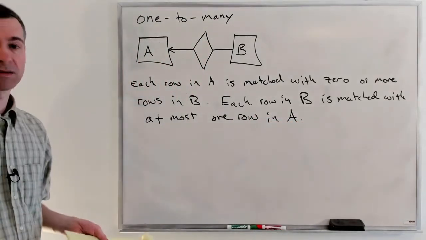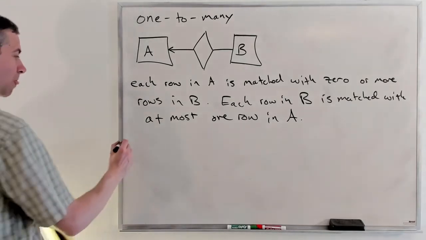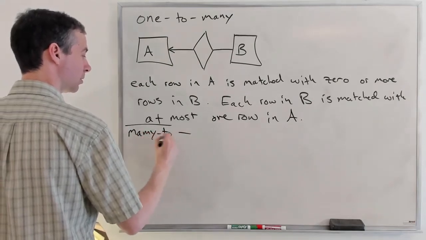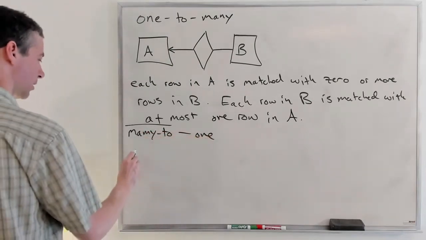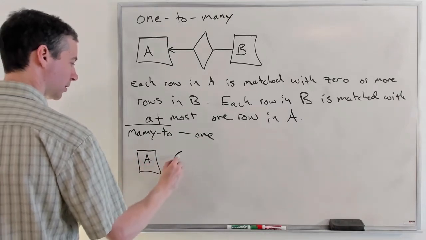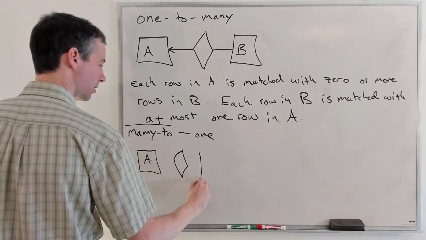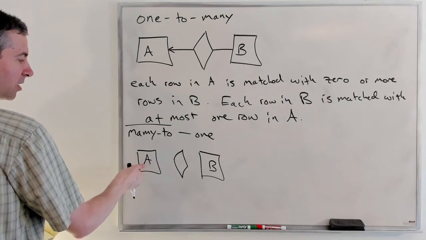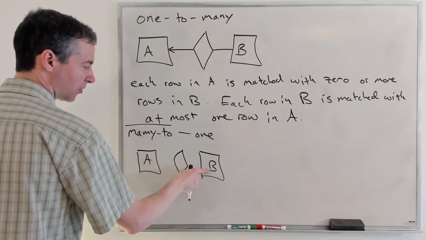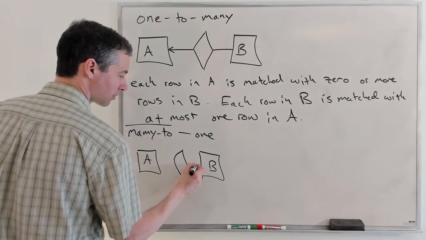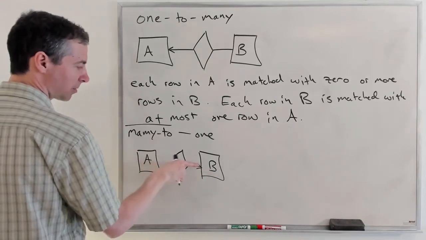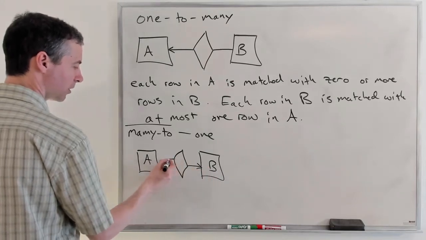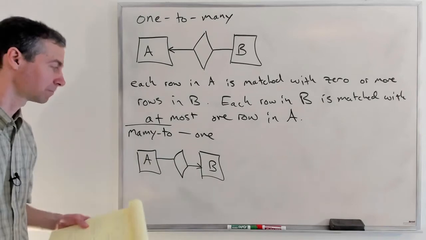All right. We can fit another one on the board, I think. So many to 1. All right. So we got A, got some nice relationship diamond. We have B. So many of A goes to one of B. So I'm mapped to one of you, and you are mapped to many of me. So that stays plain.